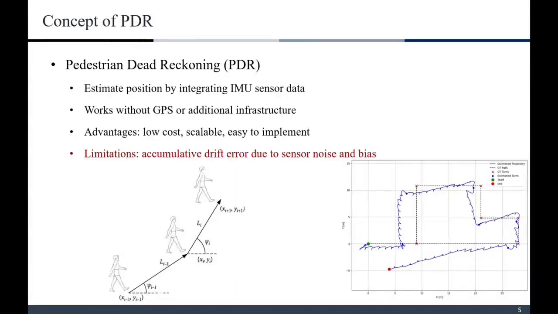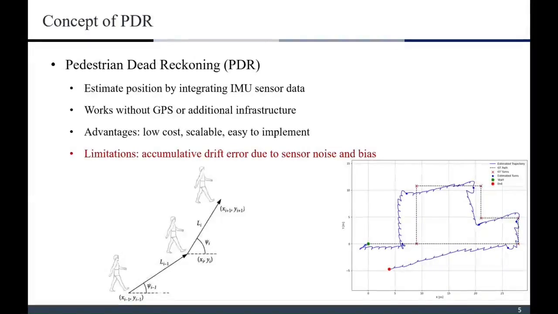A representative infrastructure-independent method is PDR. PDR estimates position by integrating IMU sensor data. It works without GPS or additional infrastructure and is relatively easy to implement. However, it has two major limitations. Because of sensor noise and bias, cumulative drift errors inevitably occur.